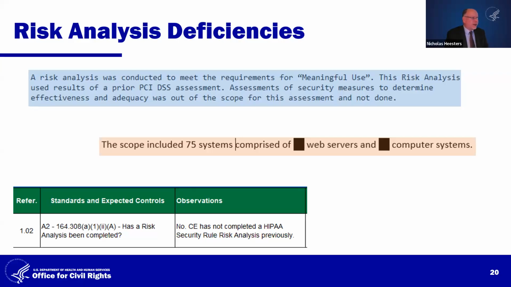You can see that the first thing I was talking about, has for the risk analysis requirement, 164.308(a)(1)(ii)(A), has a risk analysis been completed? The answer is no. The entity has not completed a risk analysis. So a little meta there, the risk analysis that's provided is saying that there was no risk analysis.